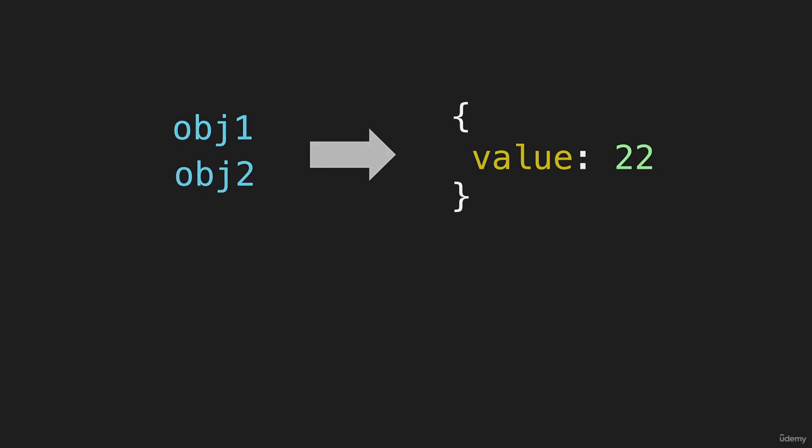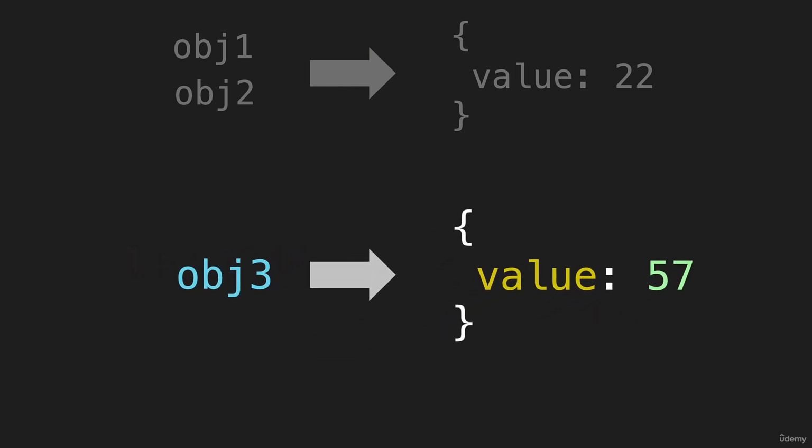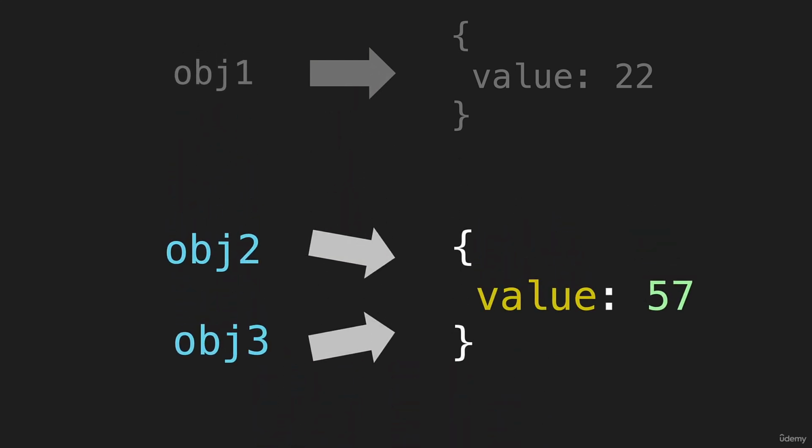So now I'm going to bring up another object here because there's a couple of other points that I want to make. When we say let object3 equal this object, we're saying let object3 point to this object. So now we could say something like object2 equals object3. Now these pointers can be moved to a different place. So if we do this, object2 is going to point to this as well.